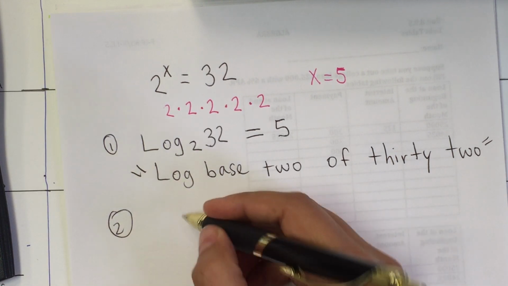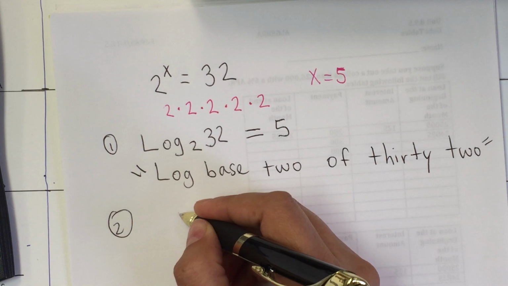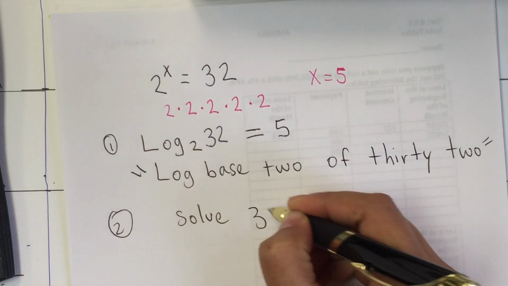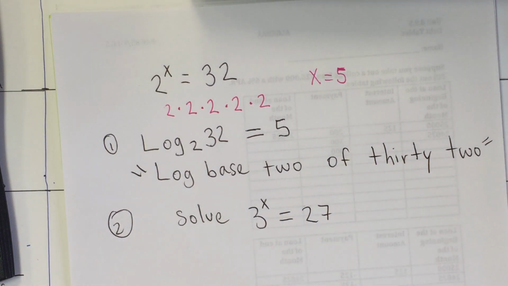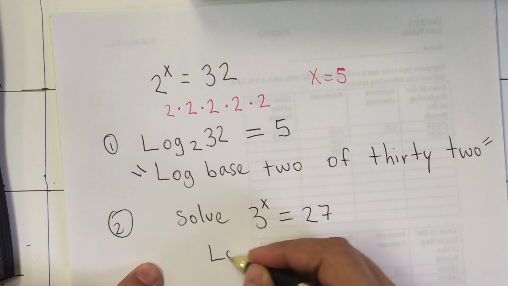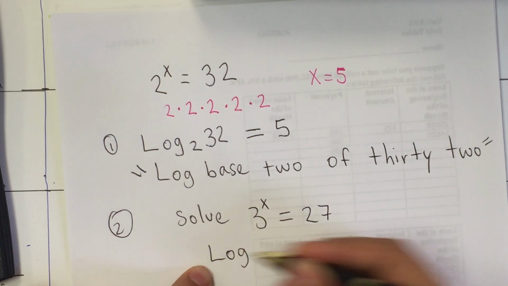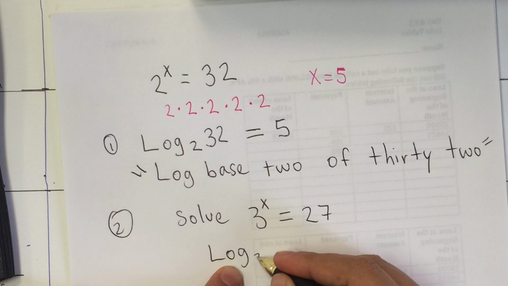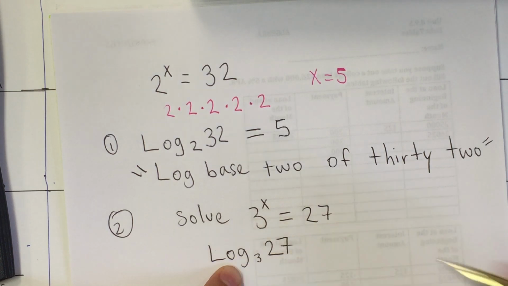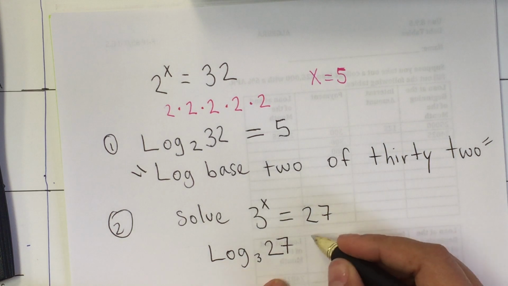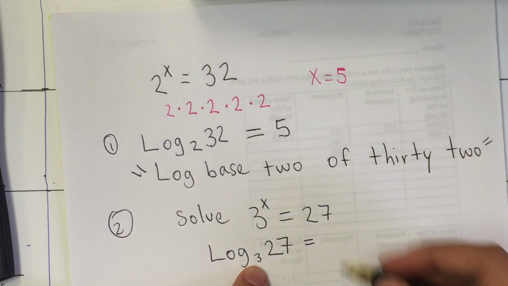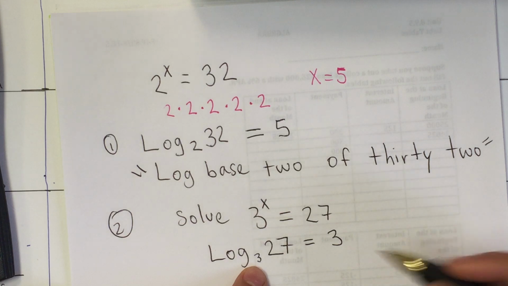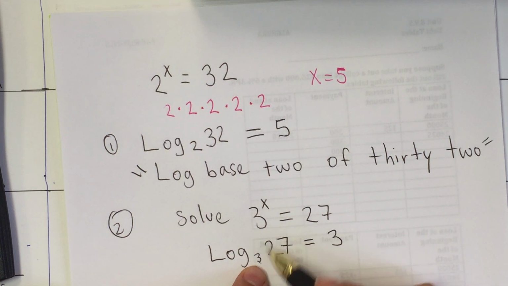So what about if we want to solve 3 to the x equals 27? Again, it would be log base 3 of 27. And so that equals, how many times do I need to multiply the 3 times itself to get 27? So the answer is 3, because 3 times 3 times 3 is going to be 27.